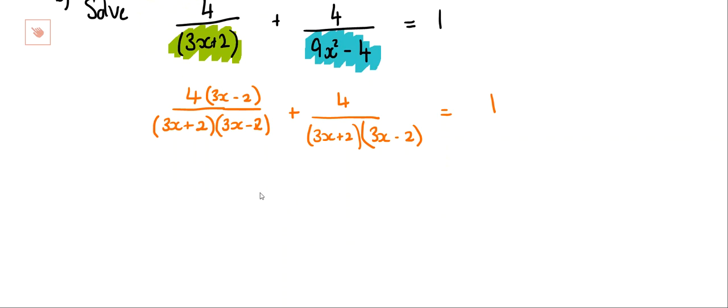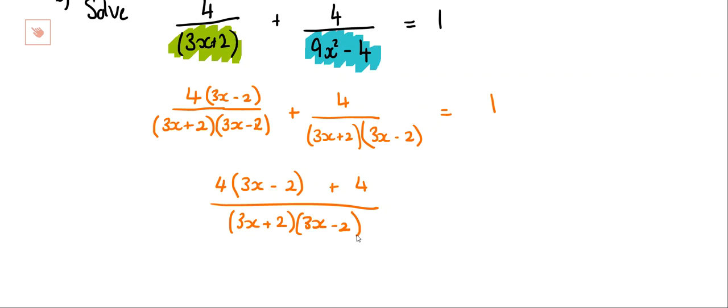So if we add those together, we get 4 lots of 3x minus 2 plus 4, all over 3x plus 2 times 3x minus 2. That equals 1. But we still can't really do anything yet. We could expand these brackets, couldn't we? And simplify.